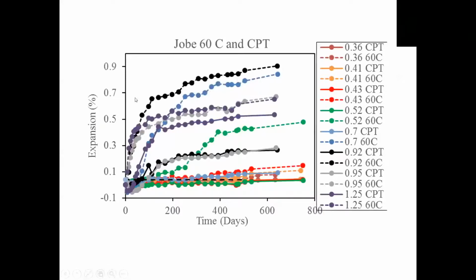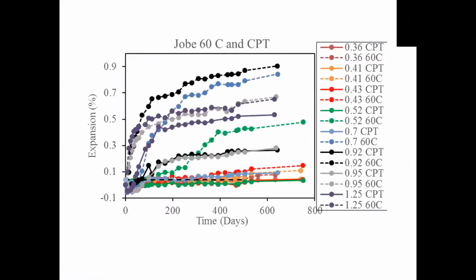This shows at 60 degrees Celsius we do get some acceleration, and you can see this here, the 0.52 is starting to expand, but we're not seeing anything really significant at 0.43 and 0.41 at this time. But remember that these took 10 years to expand in the field. We're only out to 2 years in the laboratory test.